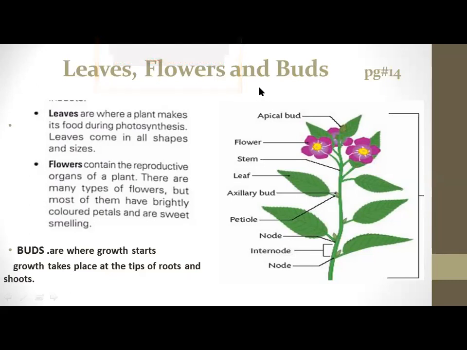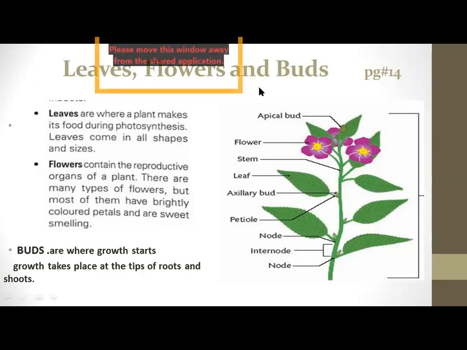So what is the function of the flower? The function of the flower is that it contains the reproductive organs of the plants. What are the reproductive organs? Reproductive organs are those organs from which some baby plants will come. So that is what we call reproductive organs.